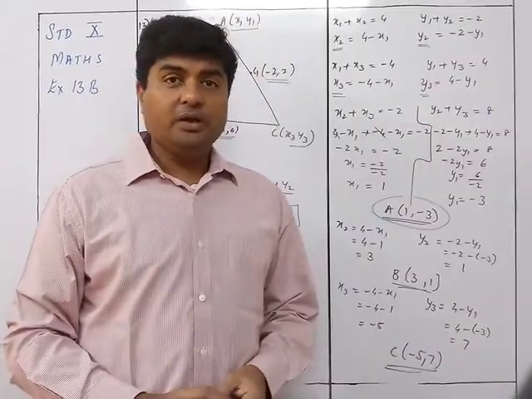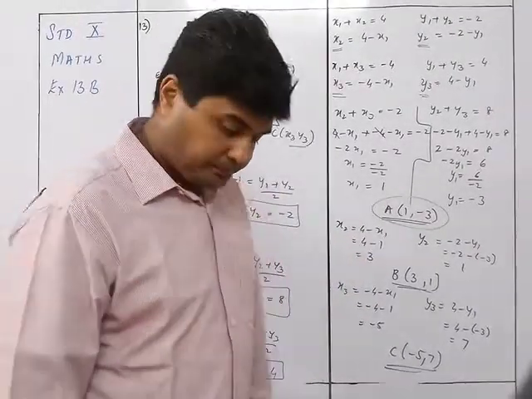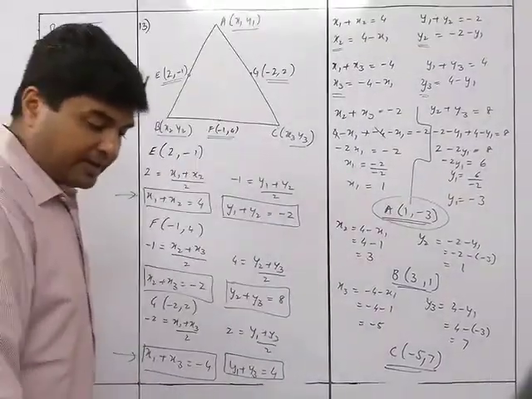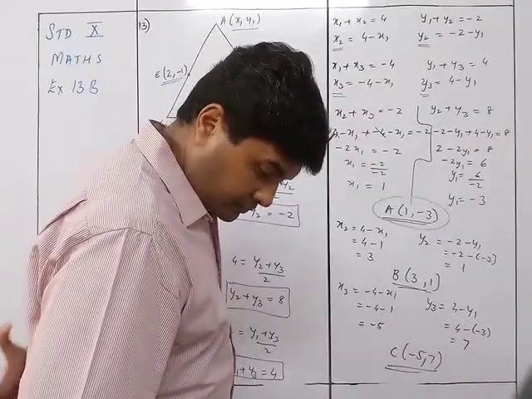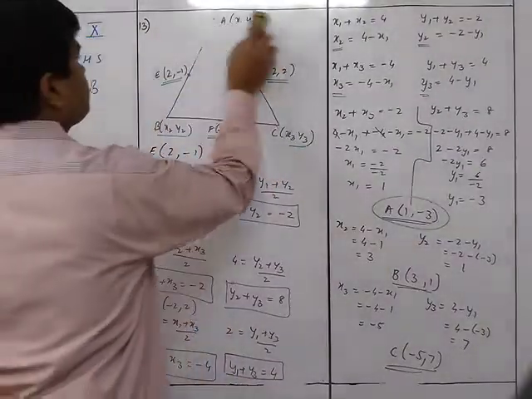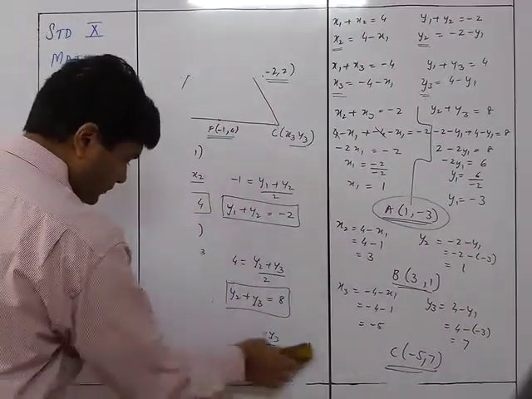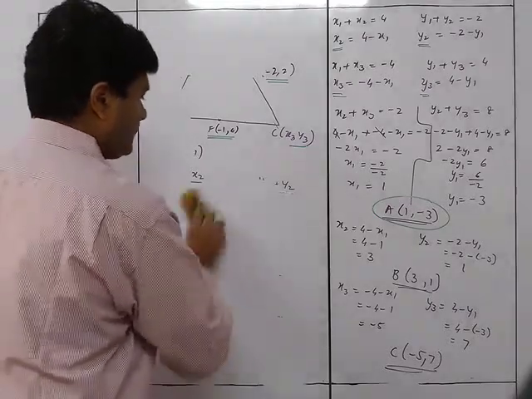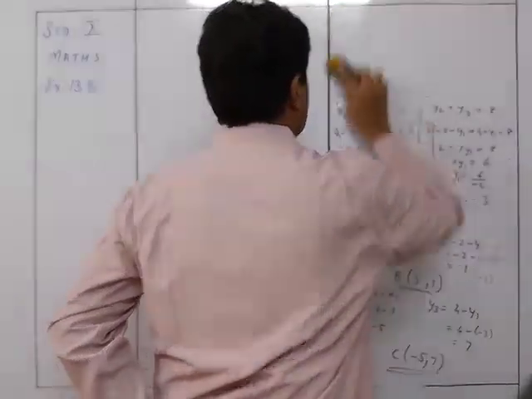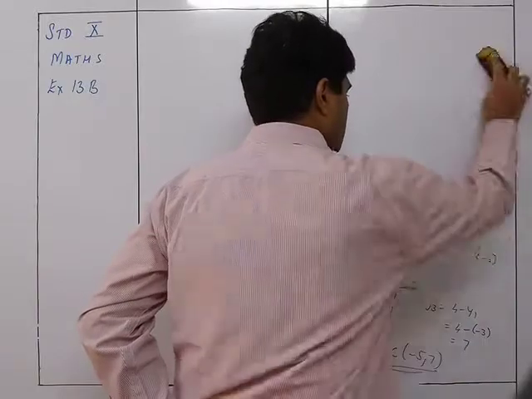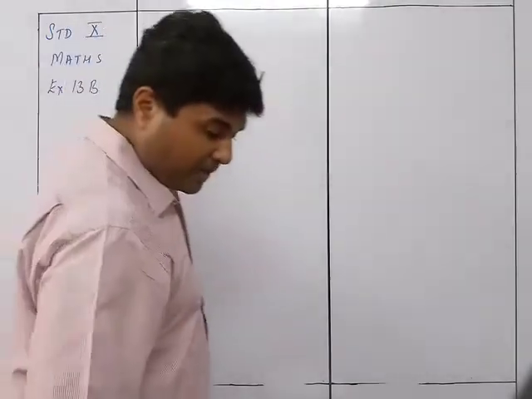Is it understood properly? So this is sum number 13. Got it? We move on to the next sum, that is sum number 15. Okay, so now we move on to sum number 15.